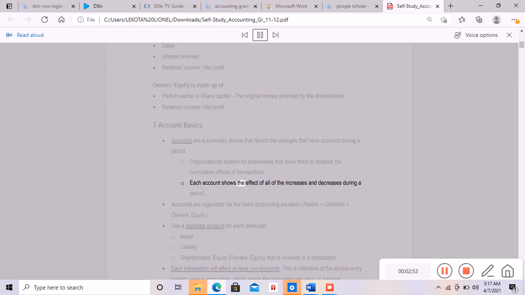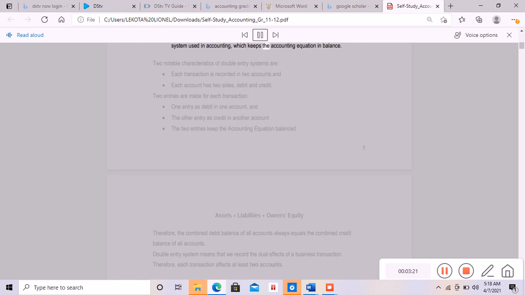Accounts are organized via the basic accounting equation: assets equals liabilities plus owner's equity. Use a separate account for each particular asset, liability, and owner's equity item involved in a transaction. Each transaction will affect at least two accounts. This is reflective of the double entry system used in accounting, which keeps the accounting equation in balance.